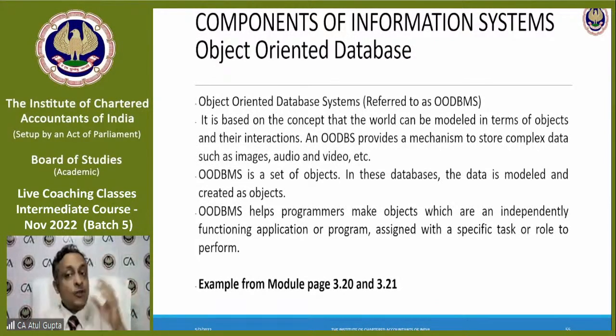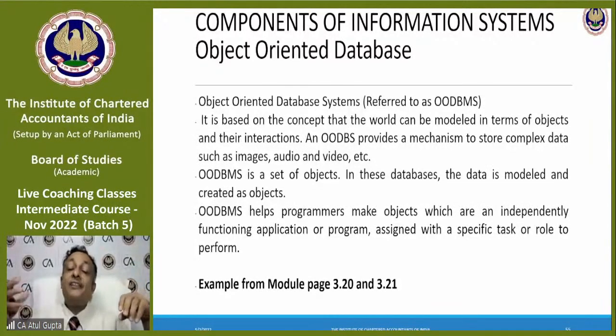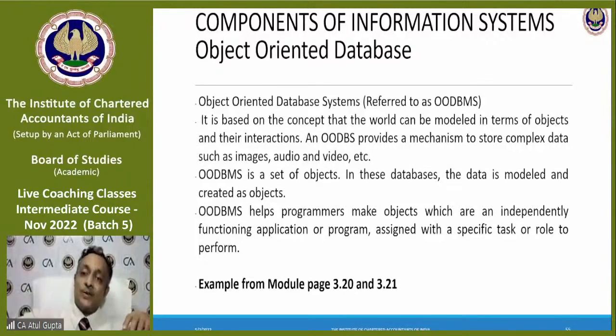Object oriented. So what happens? The bank doesn't define current account, it defines A. So in the bank system, you define A. A is an object. What is the relationship A has with the bank? A has a current account in the bank.